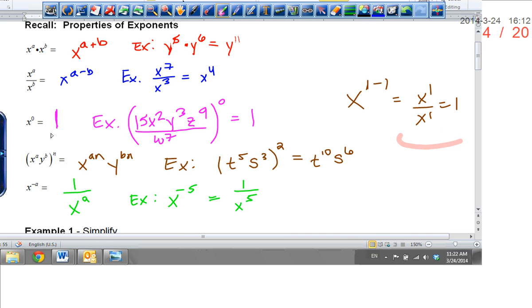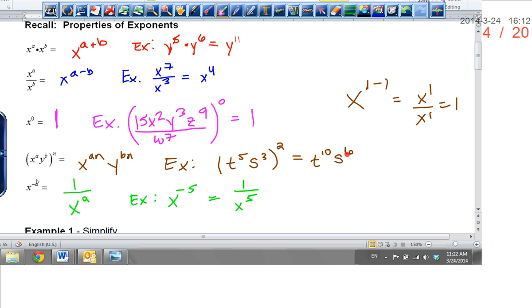The next one, we have everything raised to a power. We're going to distribute the n and multiply n times a, n times b. So x to the a to the n, and then y to the b to the n. And so here, if we have a 2 on the outside, 2 times 5 is 10, 2 times 3 is 6.